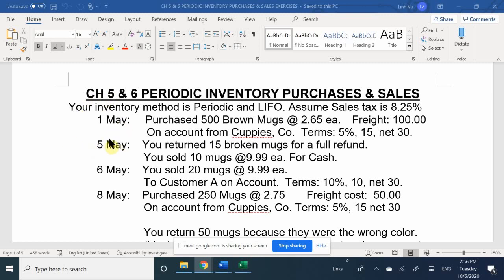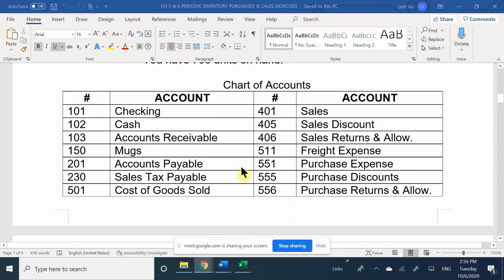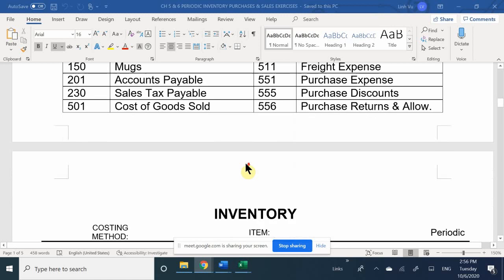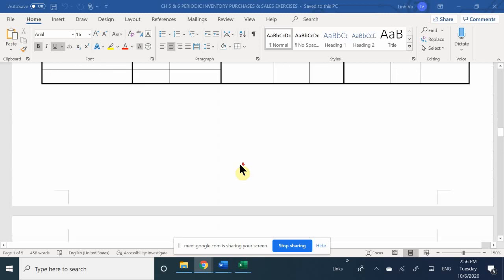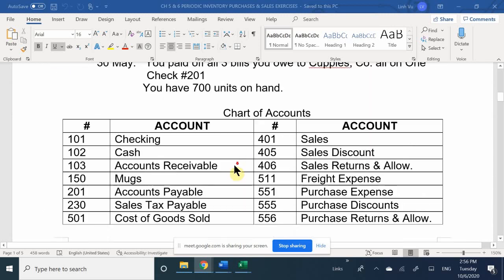So again, May 1st, we made a purchase of 500 brown mugs. So this is actually, I believe, we're going to be practicing journalizing. As you can see down below is a little chart of accounts that we have here. We're going to practice journalizing every single transaction and then placing it into our inventory worksheet. So let's go ahead and journalize that first transaction.